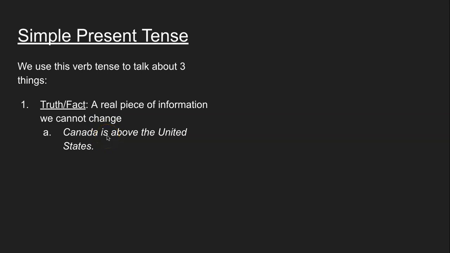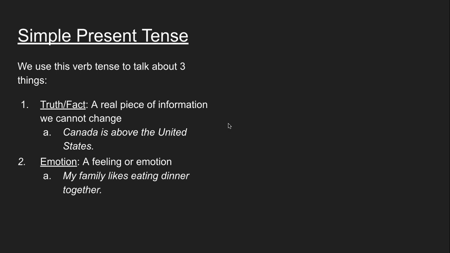in the verb be. The second reason we use the simple present tense is to talk about emotions, feelings. For example, my family likes eating dinner together. Here, this sentence is using the simple present tense in the verb like. My family likes eating dinner together. It's giving us a sentence that is talking about an emotion, a feeling, in the simple present tense.